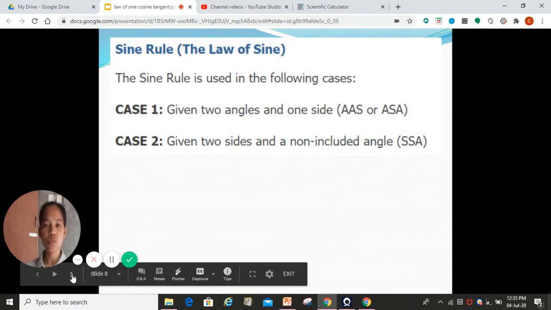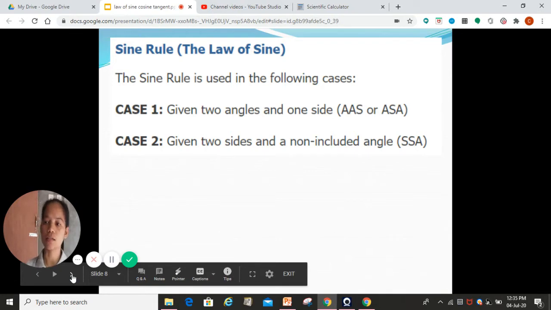The sine rule is applicable in the cases that we've known, like AAS, or when given 2 angles and one side, or SSA, given 2 sides and a non-included angle. So when you say non-included angle, that angle is not in between the 2 sides, or that angle is not being made by the 2 sides. It could be opposite of one of the sides that's given, but it's not in between the 2 sides.